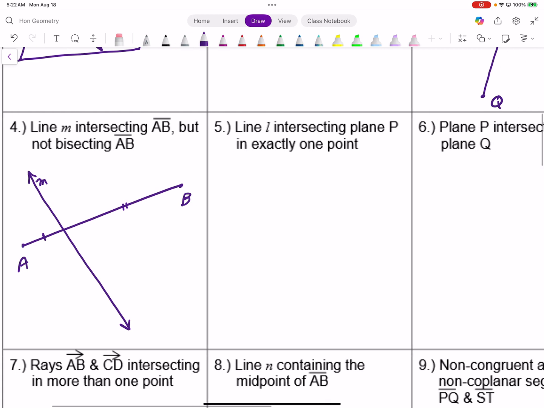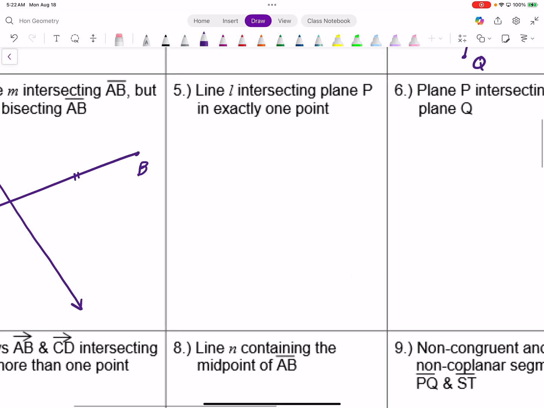All right, now here's where, when you start drawing the three-dimensional stuff, you've got to be careful. And this is where it takes practice. Do not shortchange and just say, oh, I can draw that on a test. Okay, so we've got plane P.